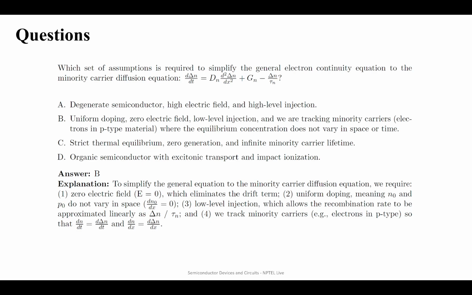So to simplify the general equation to the minority carrier diffusion equation, we require zero electric field, which eliminates the drift terms. Uniform doping, meaning n naught and p naught do not vary in space, so dn naught by dx is zero. Low level injection, which allows the recombination rate to be approximately linear as del n by tau n. And we track just minority carriers, which are electrons in p type, so that dn by dt is equal to d del n by dt, and dn by dx equals d del n by dx.